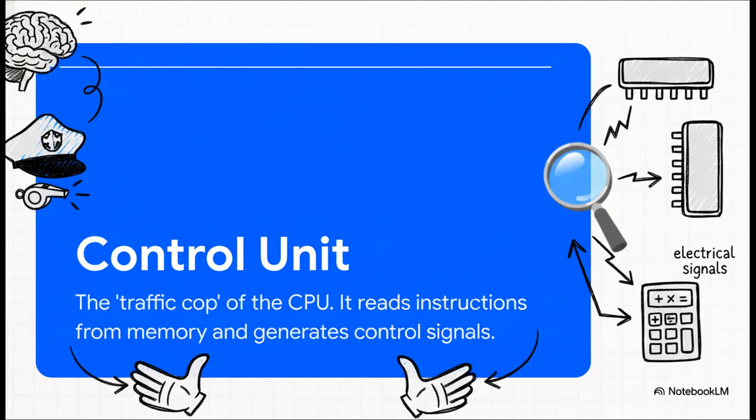Next, we have the control unit. And if the ALU is the calculator, the control unit is the traffic cop. It's the conductor of the whole orchestra. It pulls instructions from memory, figures out what they mean, and then sends out a storm of tiny electrical signals telling everybody else what to do and when to do it. It tells the ALU what math to do and tells the registers where to put the answer. It's basically the brain of the brain.